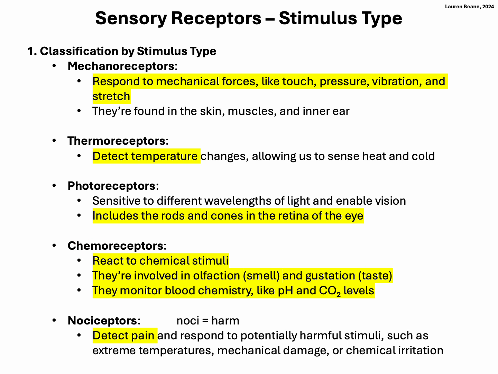Then we have our nociceptors, which detect pain. So they're responding to either extreme temperatures, mechanical damage, even chemical irritants. There's a lot of different types of stimuli that can lead to pain, and these are even activated in prediction of pain as well, or potentially harmful stimuli can activate the nociceptors.